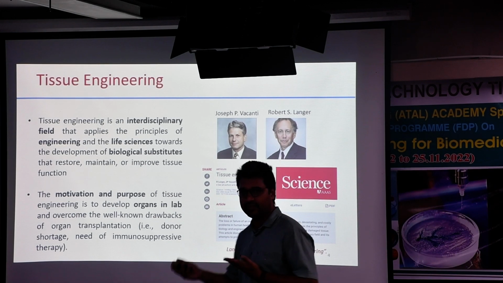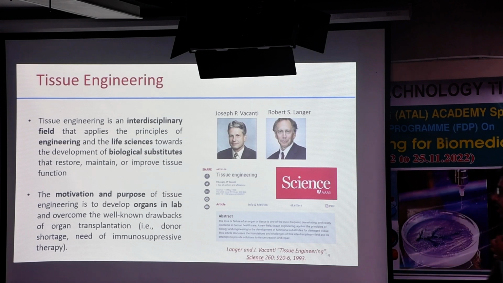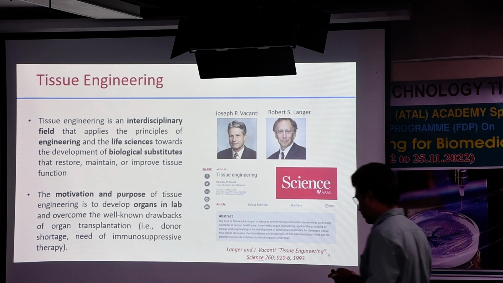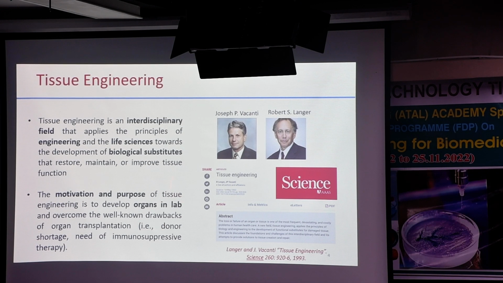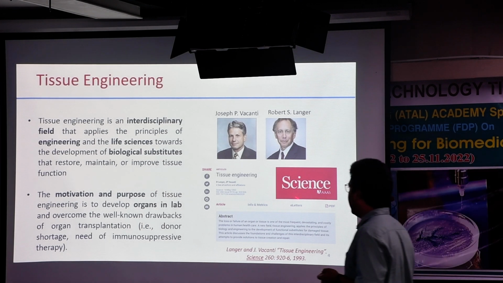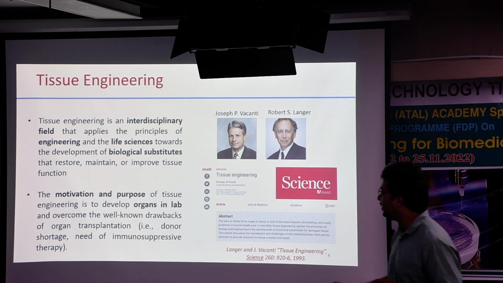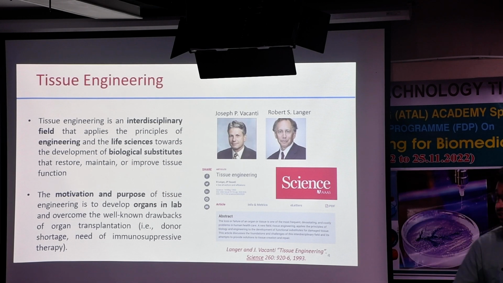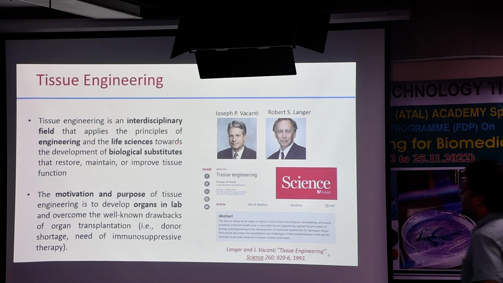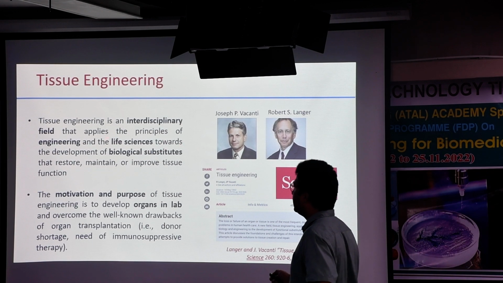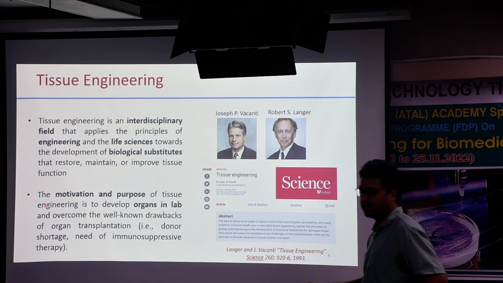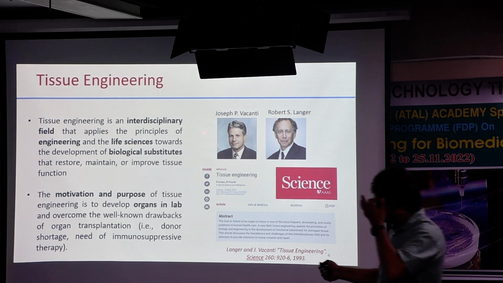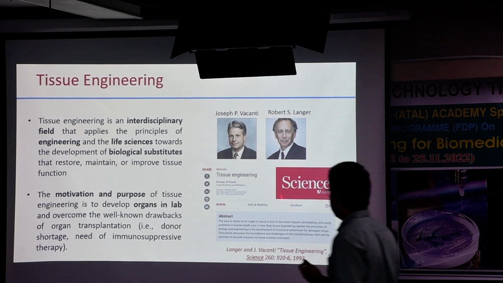What is the definition of tissue engineering and when did it start? It all began in the year 1996 when two scientists, Joseph Vacanti and Robert Langer, published a co-authored article in the journal Science, and they defined tissue engineering in this article. They call tissue engineering an interdisciplinary field that applies the principles of engineering as well as life science for the development of biological substitutes. And these biological substitutes can either restore, maintain, or improve tissue functions. This is the definition they give in this Science article, published in 1996.